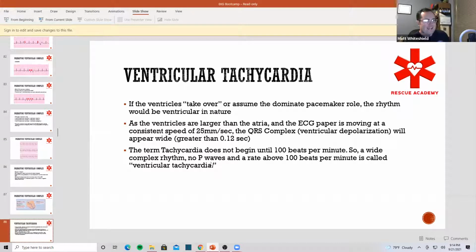So remember, the term tachycardia does not begin until 100 beats per minute. So a wide, complex rhythm, no P waves, that's above 100, called Vtac. By definition, it's got to be greater than 100, and it's wide and complex. We know it's coming from the ventricles. There's no P waves. It's Vtac. All right. Now, I know some of you are thinking, well, we don't treat Vtac at that rate. All right. Remember, we're not talking about treatment. This is just the definition.